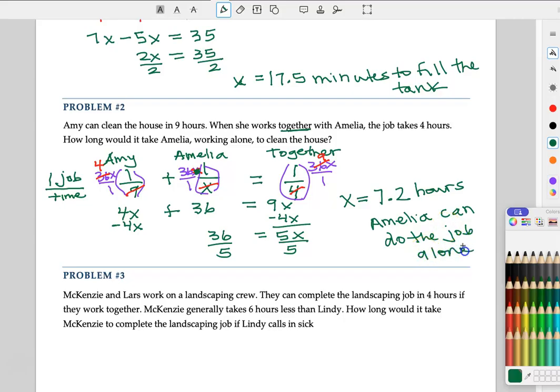Or maybe it would have been better to say she's quicker than Amy. We need to hire Amelia. Yes, exactly. But we've got them both. Yeah. So, yeah.